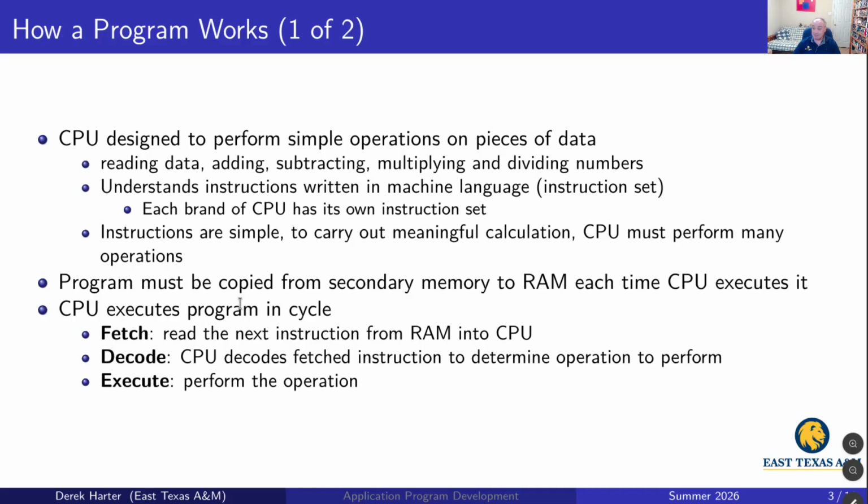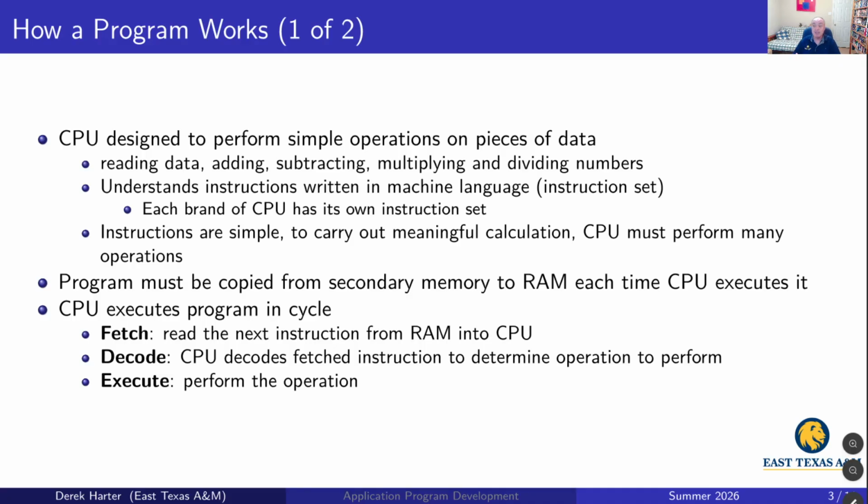So some things to understand that we're going to be talking about in this video. The programs must be copied from secondary memory to RAM. Okay, so RAM is not long-term storage. So when we create a program, when we write a program file, we're going to save it in a file, which is going to be on secondary storage, so that's a hard drive. But to actually execute a program, we have to load it into primary memory.